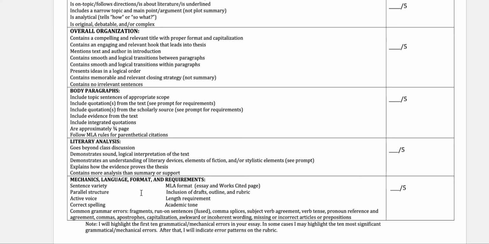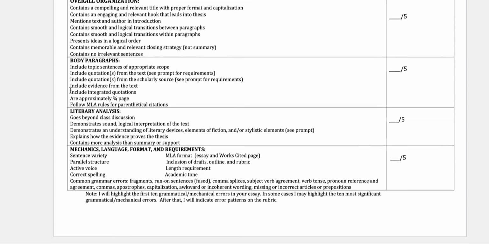Remember, this rubric is the same for all take-home essays, so you've seen this before. Things like your thesis statement, the overall organization, body paragraphs. I want to see those integrated quotes with parenthetical citations. Remember, for poetry, in parentheses, you should have the line number as opposed to the page number. So you have to look at the side of the poem or actually count how many lines down your quote is. Literary analysis, and then, of course, mechanics, language, making sure that your essay meets the requirements, is long enough, uses MLA format, has a works cited page, things like that.